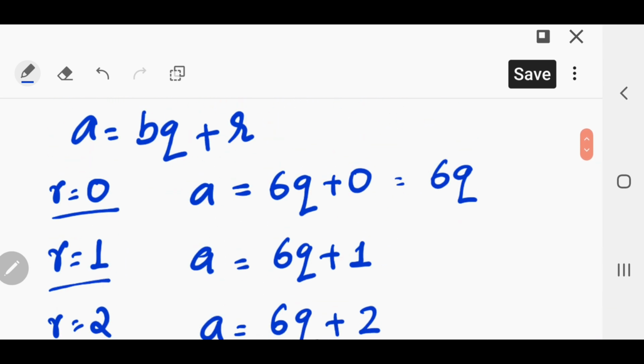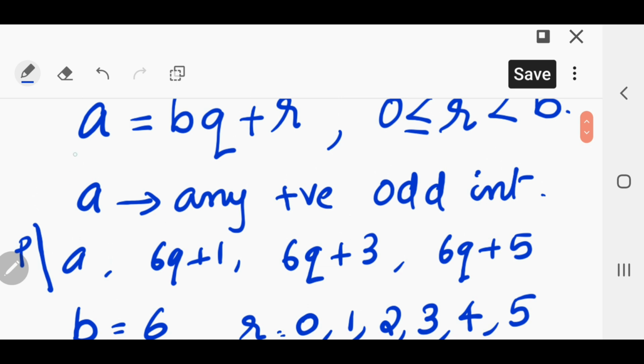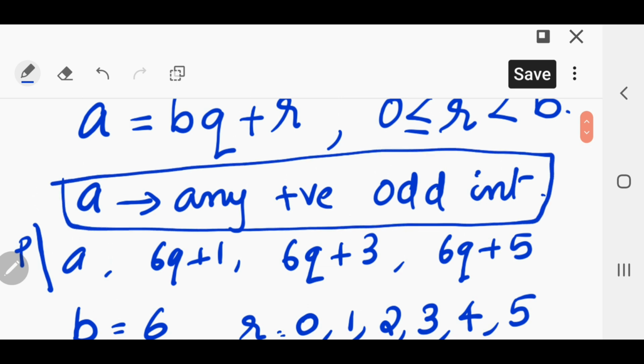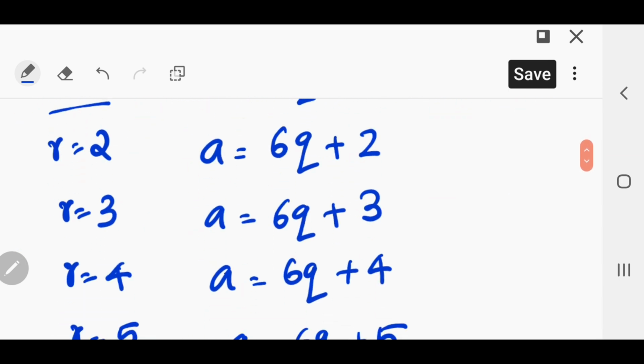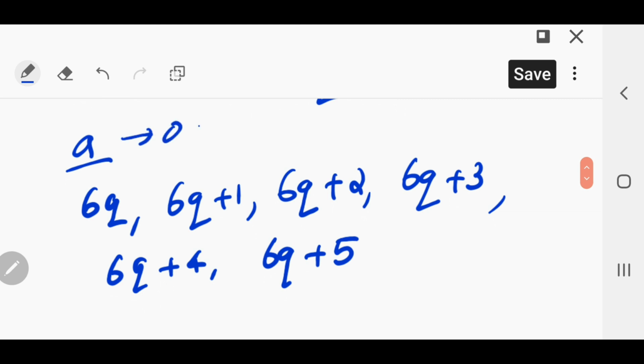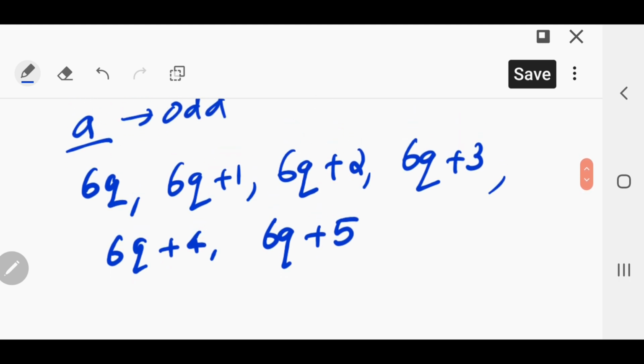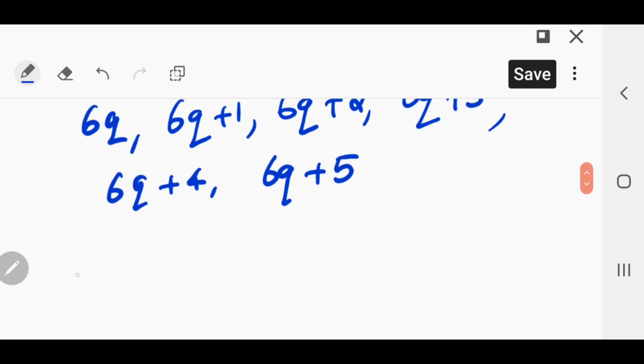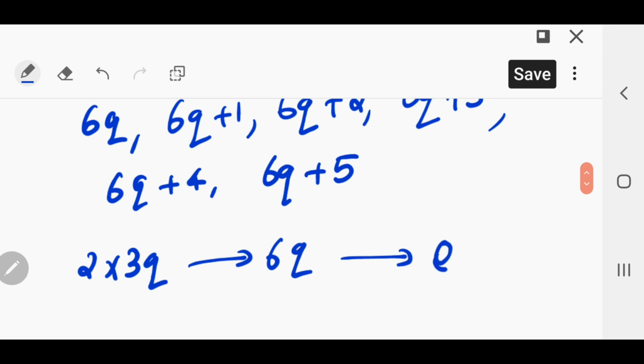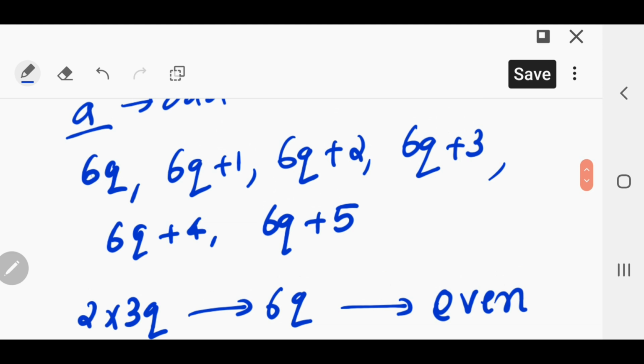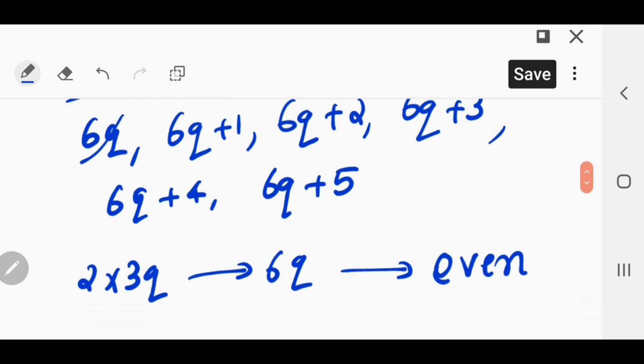Now don't forget that we assumed that a is any positive odd integer. Now what does odd integer mean? Odd integer means it cannot be written as a multiple of 2. If it is a multiple of 2, the number will be even. So check whether any of these numbers are a multiple of 2. Check 6q. 6q can be written as 2 into 3q, that means it is a multiple of 2. So this is not odd, this is even. So a cannot be 6q.